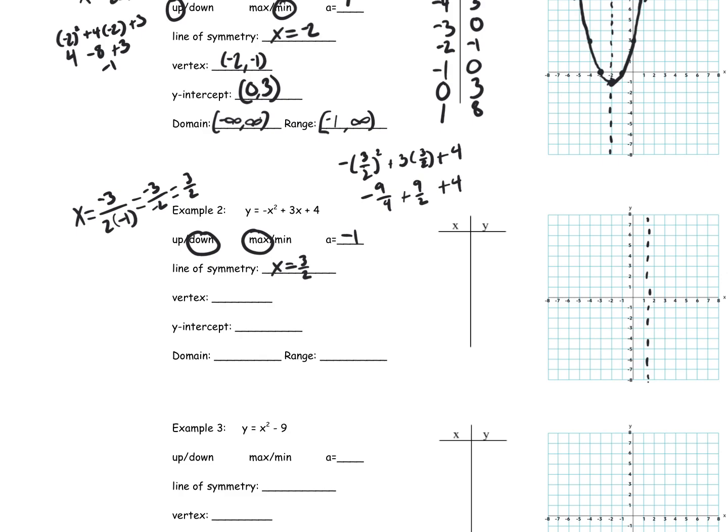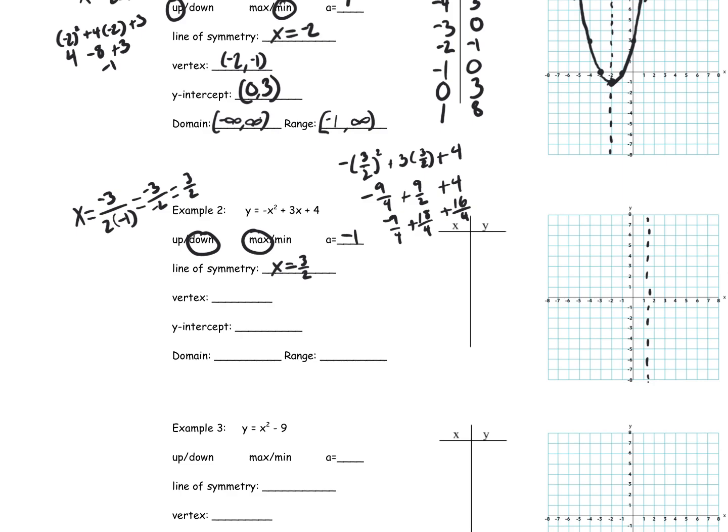And then we have 4 here. Now, in order to add fractions, we got to have common denominators. So lowest common denominator would be 4. So we got negative 9/4 plus 18 over 4 plus 16 over 4. Just converting all those to have a common denominator so I can add those up.